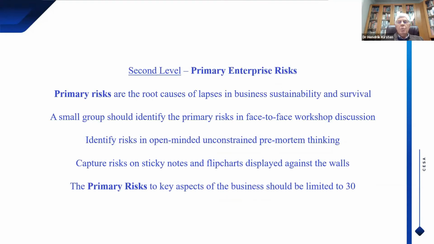Primary risks are the root cause of lapses in business sustainability and survival. A small group in your firm should identify the primary risks in face-to-face workshop discussions. Identify the risks in open-minded, unconstrained pre-mortem thinking. Brainstorm the risks. Capture the risks on sticky notes and flip charts displayed against the walls. The primary risks to key aspects of the business should be limited to 30, otherwise it gets overwhelming.